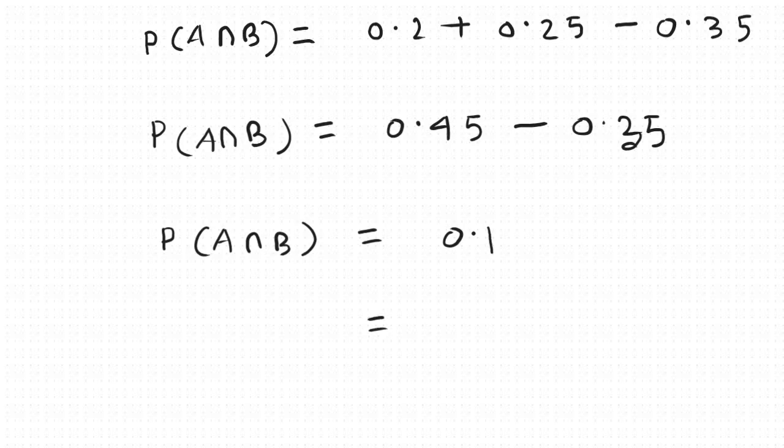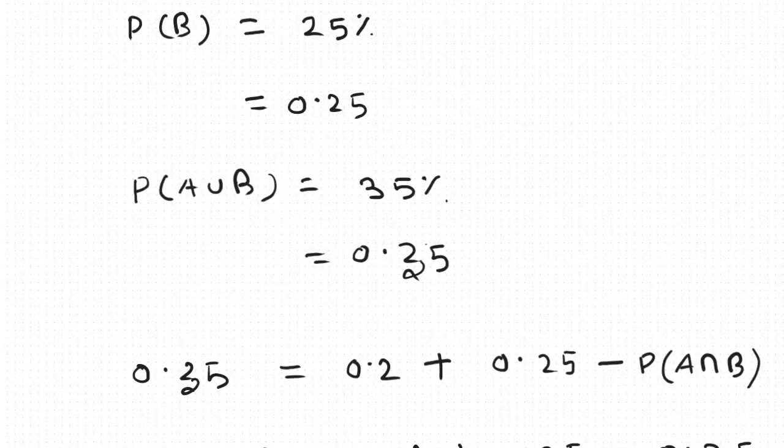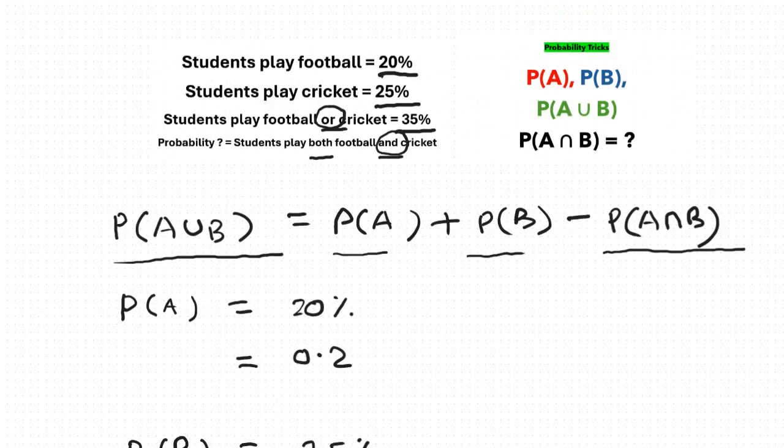Or in percentage, 10%. So probability of A intersection B is 10%. This means the percentage of students who play football and cricket is 10%. So the value of probability of A intersection B is 10%. So this is the solution of our problem.